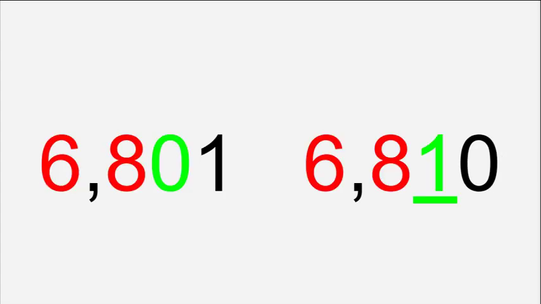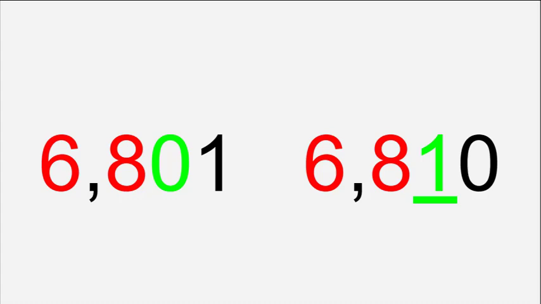Our next problem is comparing 6,801 and 6,810. Which number is bigger? When we compare these numbers, we see that both numbers have 4 digits. They both have a 6 in the thousands place value and an 8 in the hundreds place value. So that means that we will look at the tens.